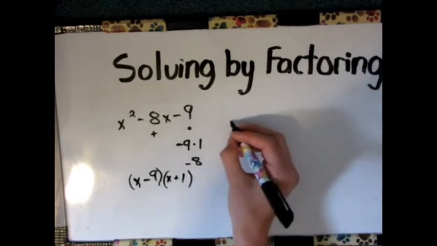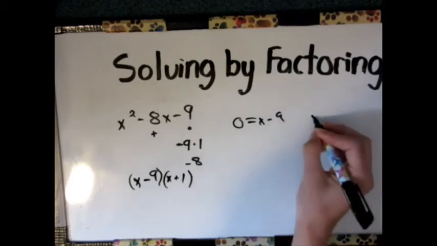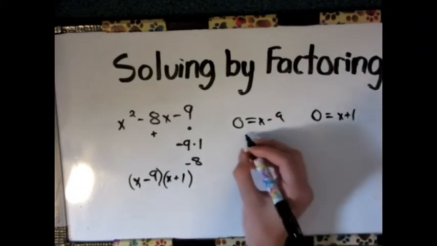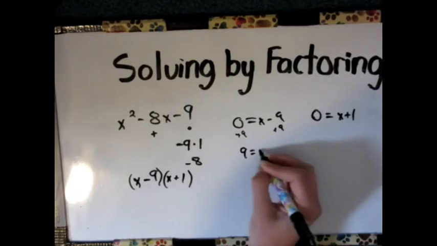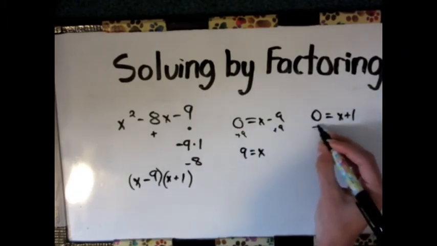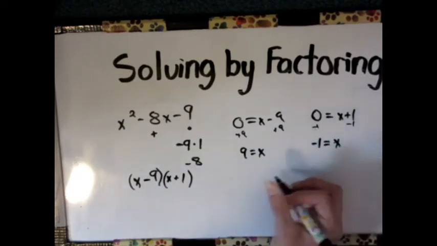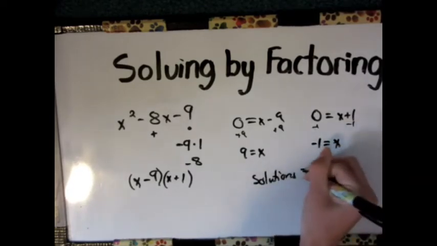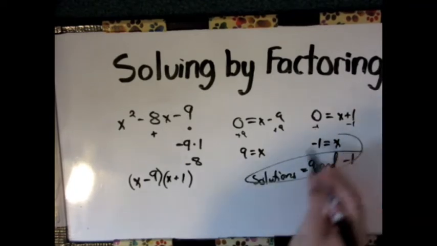Again, just set the parentheses equal to 0 and solve them out. And the solutions are 9 and negative 1. And that's it.